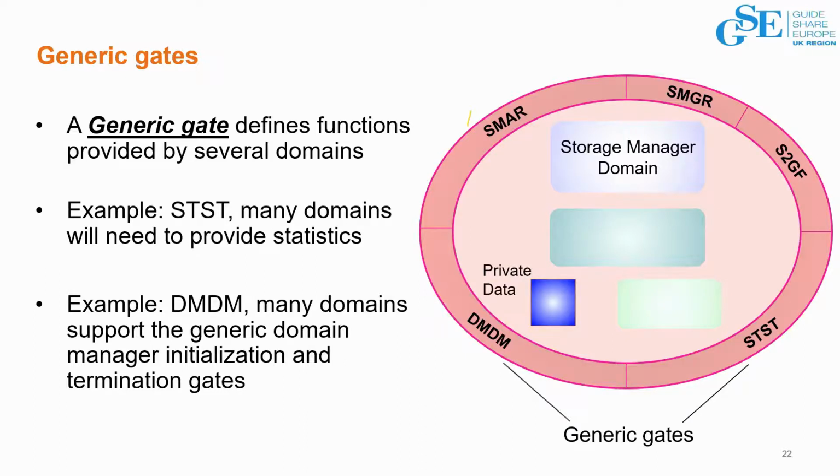The point is that when the kernel bootstraps the domain manager, the first thing he does is issue this generic gate call. Okay, everybody start up, right? And then he tracks the results all the way back. So that would be a generic gate call that can be used. It's pretty much a gate that is supported by multiple domains for some common function like statistics or startup.